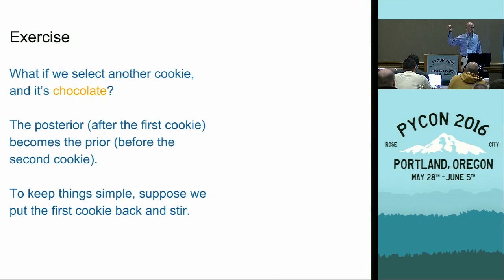Now, just to keep things simple, you have to put the cookie back. It's a little bit more complicated if you don't put the cookies back. And then you stir the bowl around a little bit, because this is getting kind of gross. You picked up the cookie, you licked it, you put it back, you stirred it up. Now you grab another cookie. It turns out to be a chocolate cookie. You're going to do a second update. So that's what the exercise asks you to do.